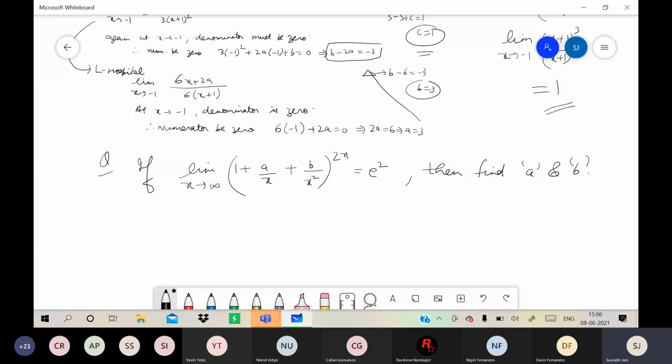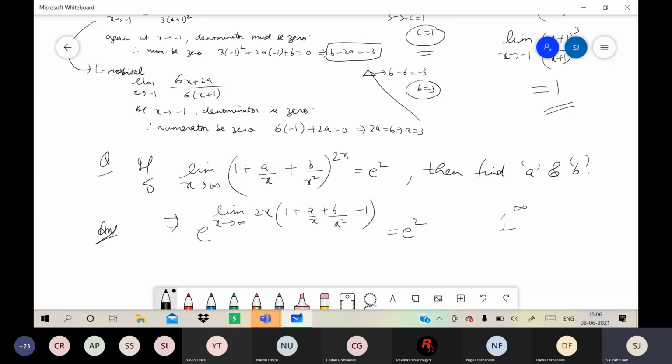So what do you observe? The question is of the form 1 to the power infinity, remember? Because when x tends to infinity, these two terms reduce to 0, a upon infinity, b upon infinity, and 2x means 2 into infinity. How do you solve this question? You take this on the power of e, correct? Take this on the power of e, 2x comes in front, and you subtract 1 from the bracket, right? That is what I told you.